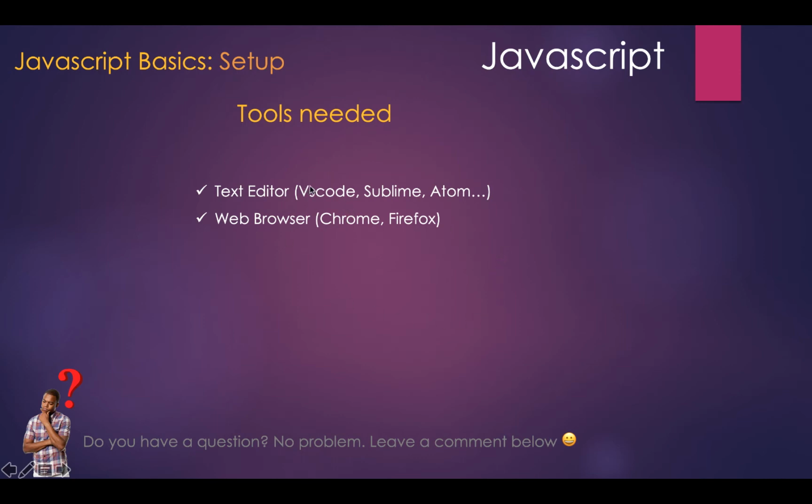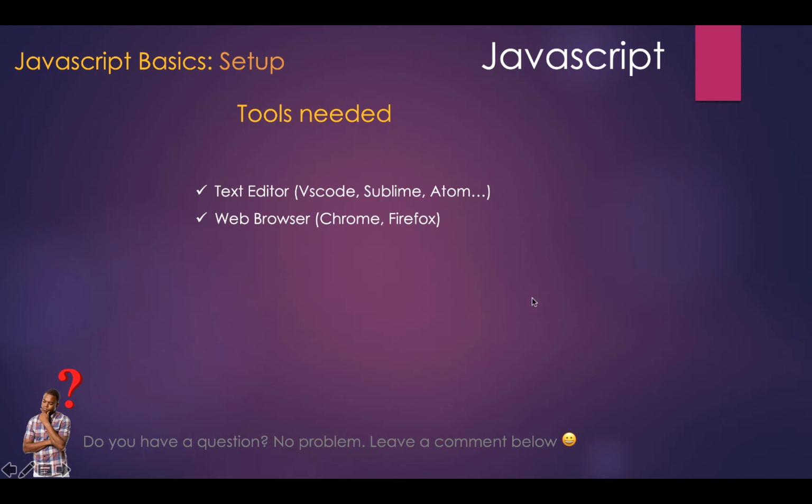So I advise you to stick with VS Code, or if you have your preferences, you can use Sublime, Atom, or whatever you want to use. But to be able to follow my code, I advise you to use VS Code. And the next tool you need is called the web browser, whether you're going to use Chrome or Firefox. So you only need these tools to start running JavaScript or to start creating your first project. So without wasting time, let's first install the text editor.